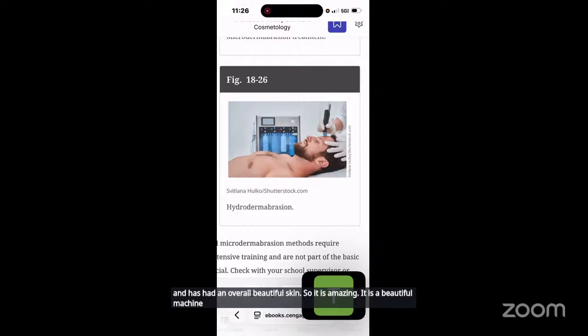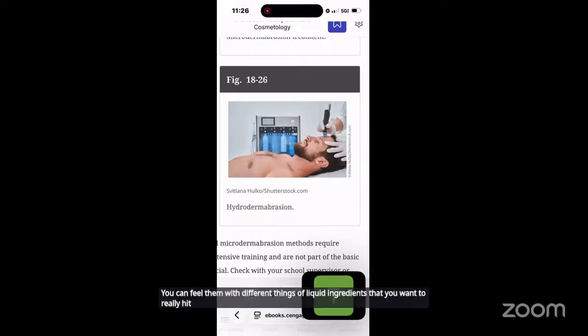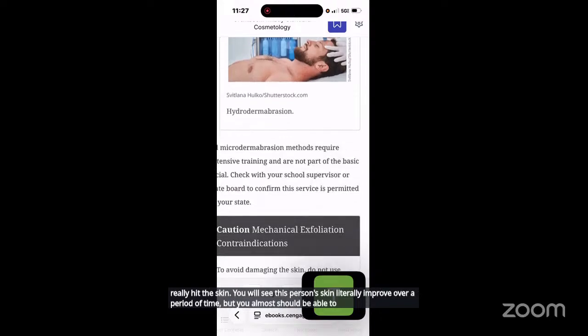I've seen someone purchase a machine for $20,000 flat, but the machine comes in different prices. And those bottles you see here, you can fill them with different liquid ingredients that you want to really hit the skin. You will see this person's skin literally improve over a period of time, but you'll be able to see some immediate results.